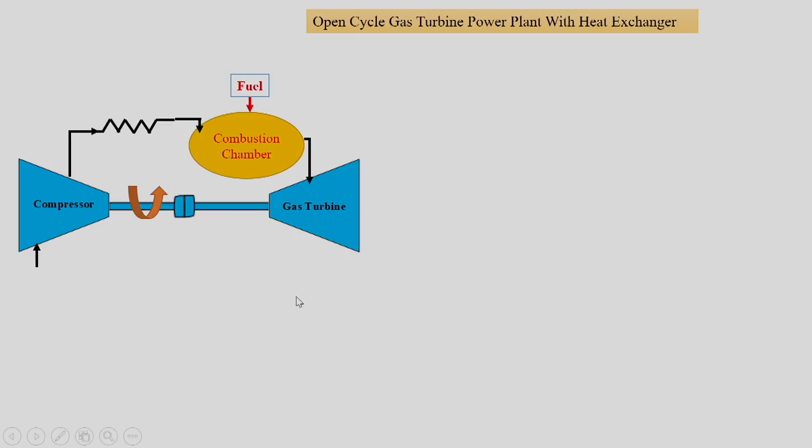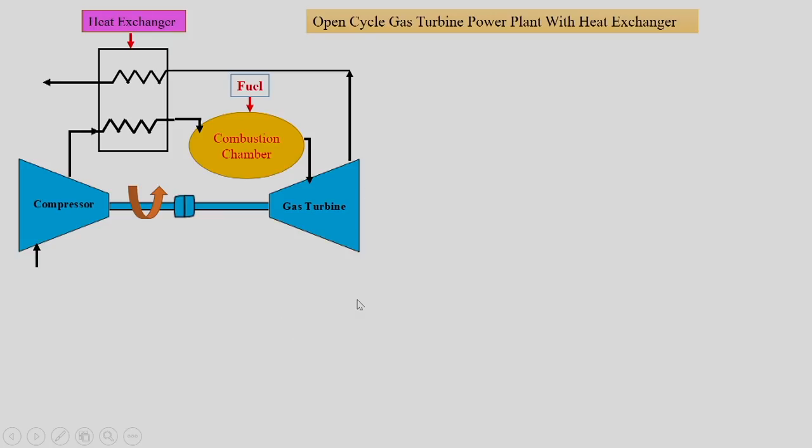It is passed to the turbine, but here the turbine will not directly exhaust the gas to the atmosphere. Instead, it is connected to a heat exchanger where heat transfer takes place between the hot exhaust gas of the turbine and the inlet to the combustion chamber. At the inlet of the combustion chamber, we have a comparatively much lower temperature, and after the burning of the fuel, we enhance the temperature of the gas.